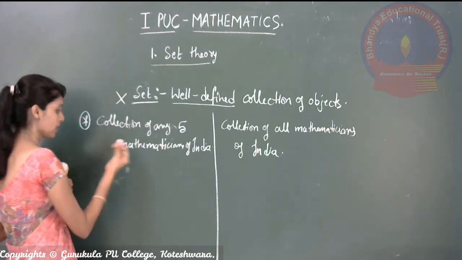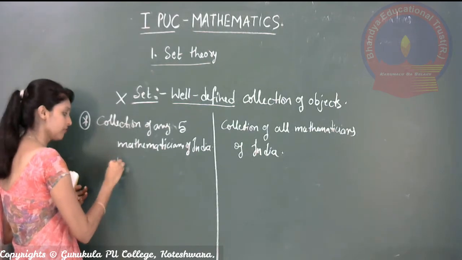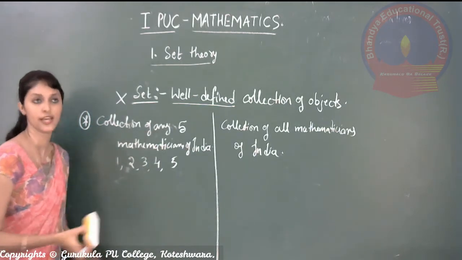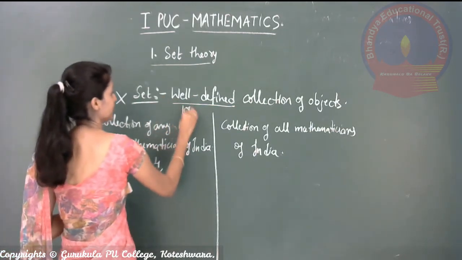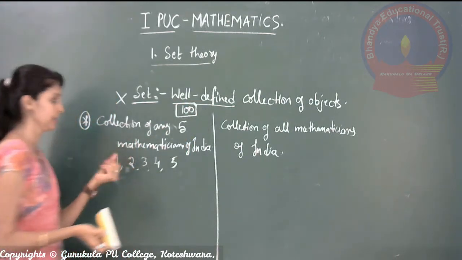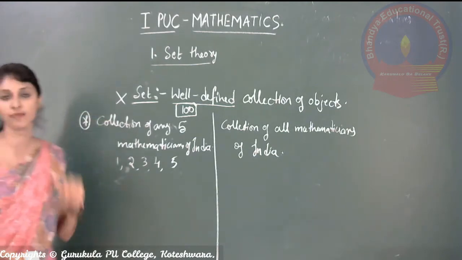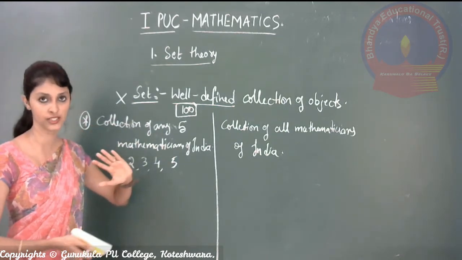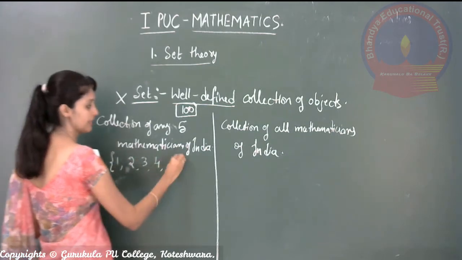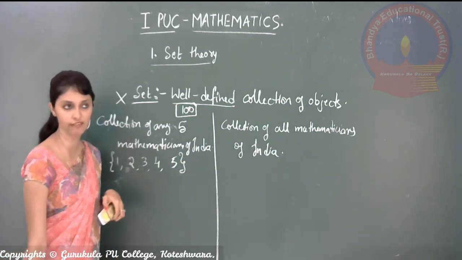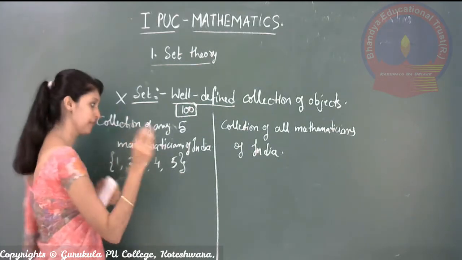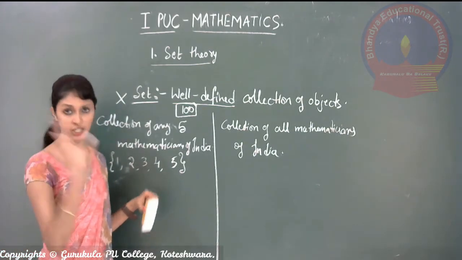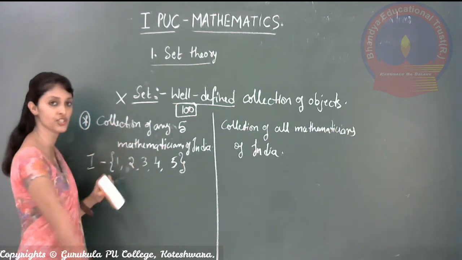Okay, someone will say one mathematician, two, third mathematician, fourth mathematician and the fifth mathematician. Assume that there are 100 mathematicians altogether in India. Collection of any five mathematicians of India means the first person can tell the first five mathematicians. If I ask my first friend, he or she can tell me the five mathematicians which he or she knows.